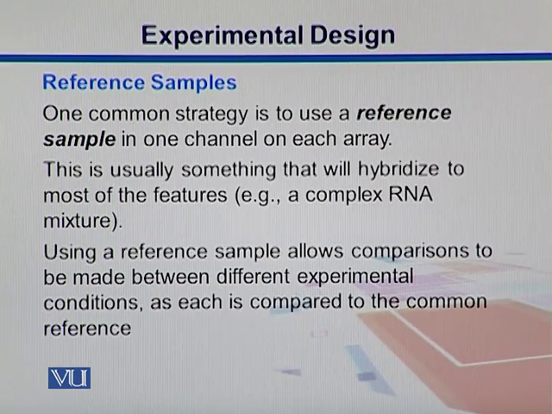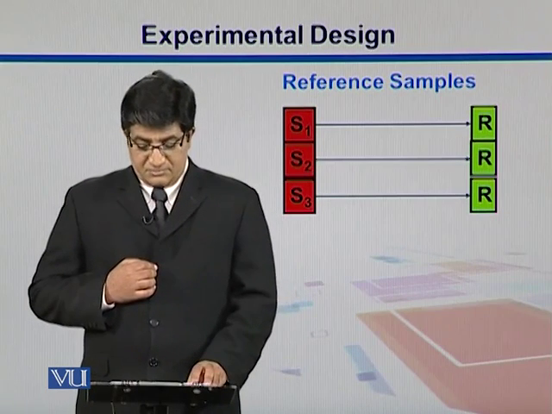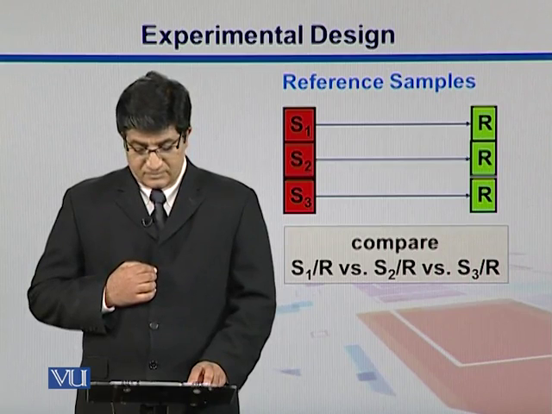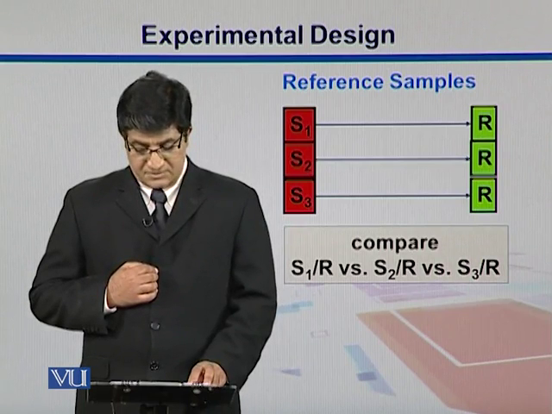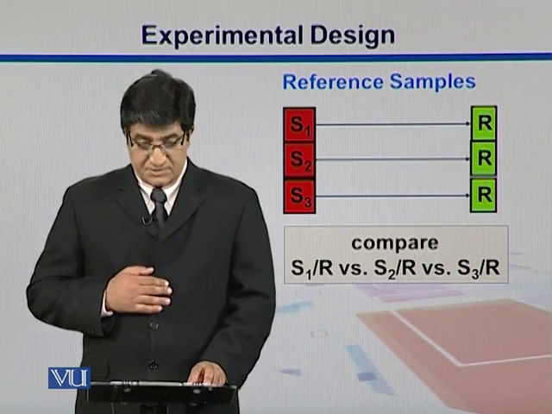Sometimes we use a reference sample in one of the channels of the arrays. This will usually be something that will hybridize to most of the features, maybe a complex RNA mixture. So we put it as a reference. Using a reference allows different comparisons to be made between different experimental conditions, as each is compared to the common reference. So here we have, for example, reference samples. Each of samples 1, 2 and 3 is compared with the reference. So S1 versus R, S2 versus R, and S3 versus R. So the reference is the same for everybody. In this way we can standardize our procedures.